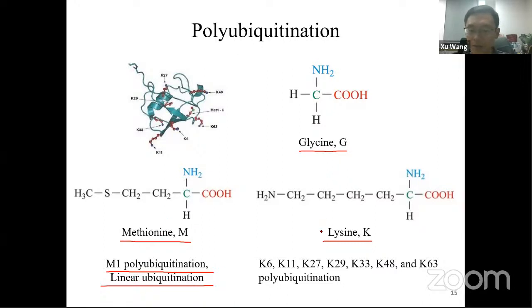And it also depends on the lysine residue. Polyubiquitination can be divided into K6, K11, K27, K29, K33, K48, and K63 polyubiquitination. The K6 means the lysine residue at the 6th position, and this one is at the 11th position.